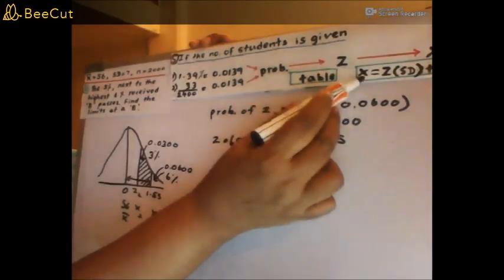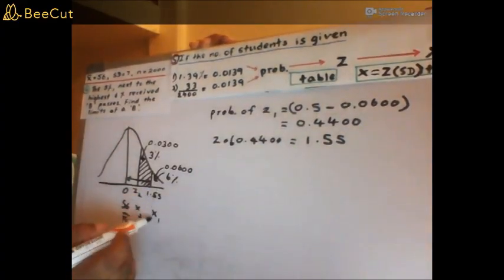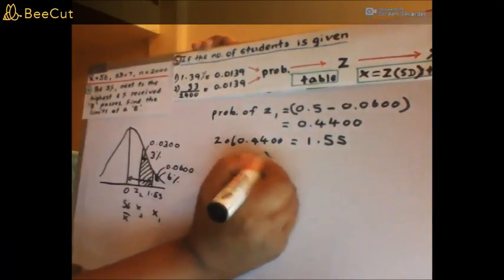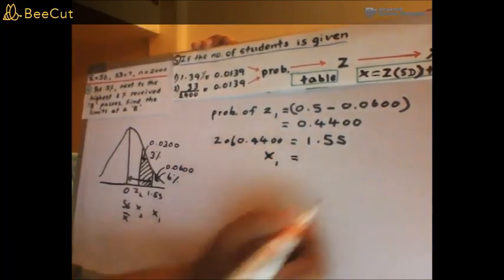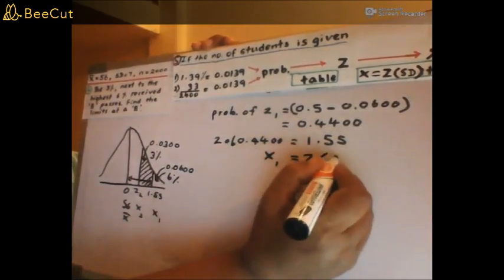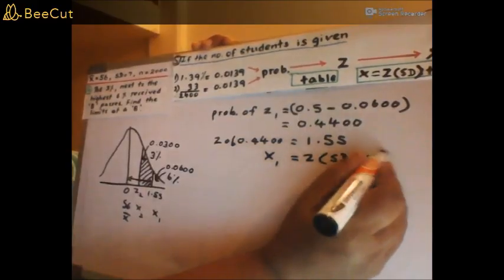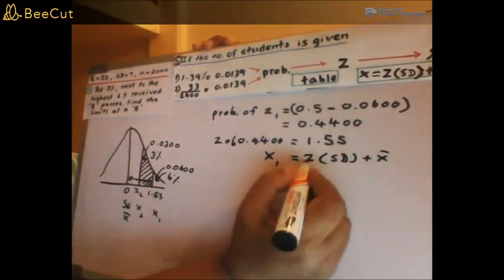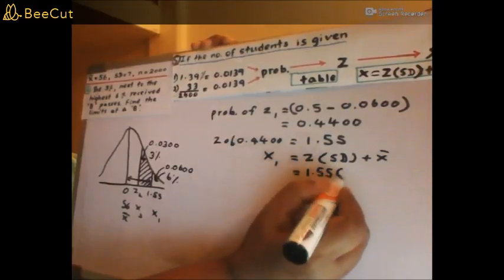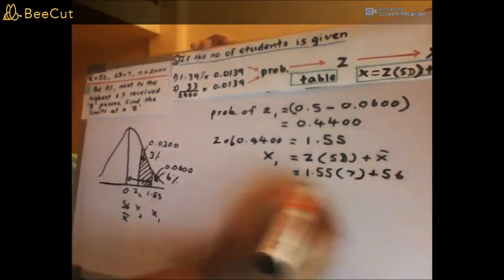What's the next one? We have to find the cutoff mark. We know Z, and we have to find X. So we write X1. That is the upper limit. Right? X1 equals Z into SD plus X bar. Our Z is 1.55, SD is 7, X bar 56.